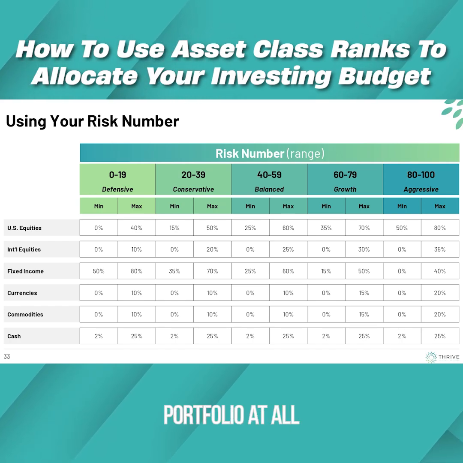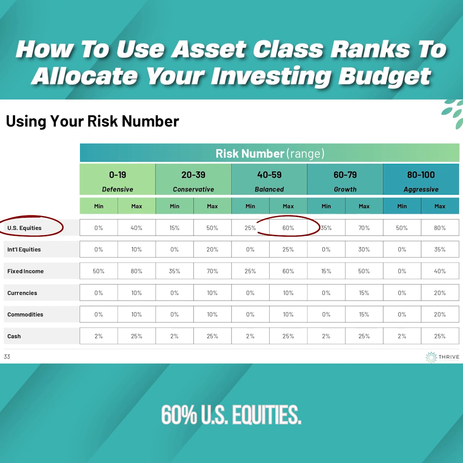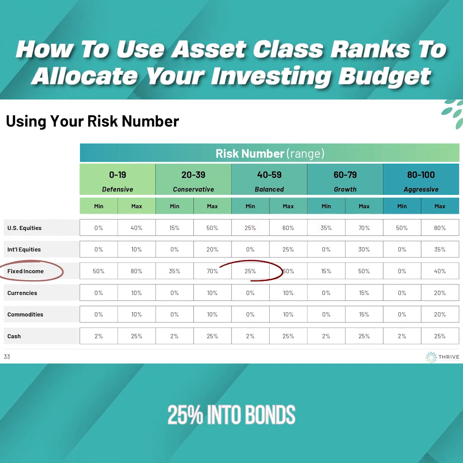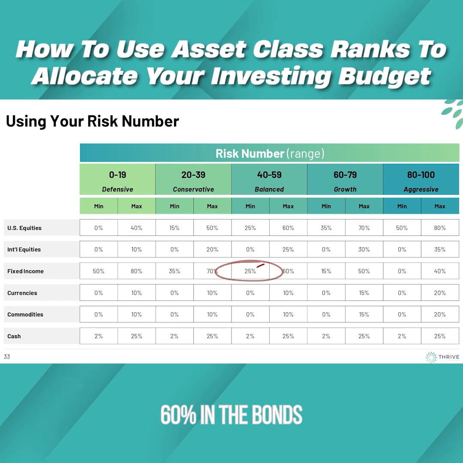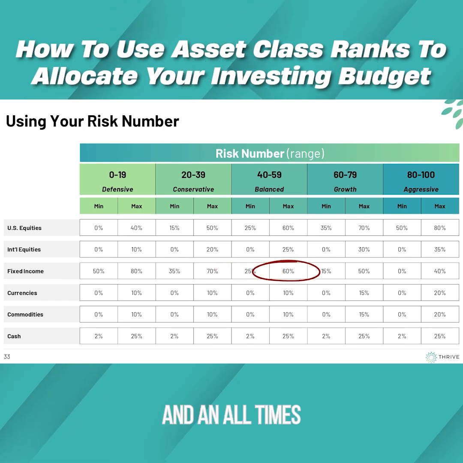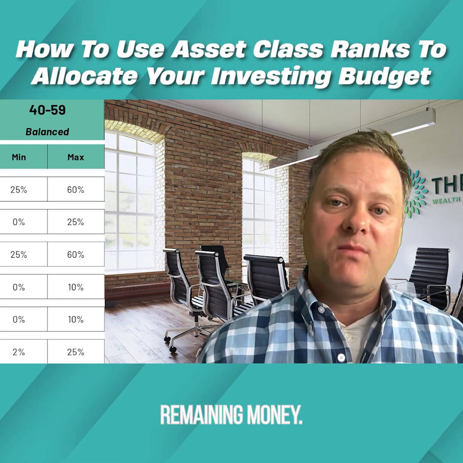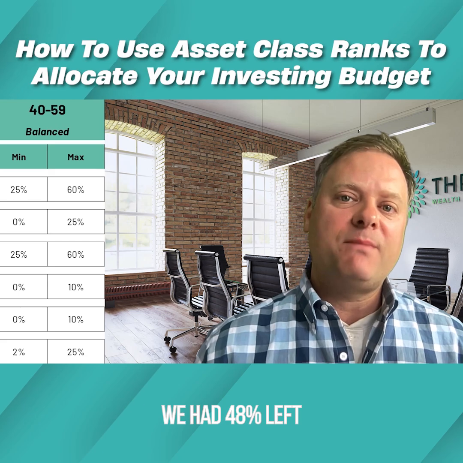So an example of the balanced portfolio, at all times you'll have at least 25% equities and at most 60% US equities. Same thing with fixed income, minimum 25% into bonds and at most 60% into bonds. And at all times 2% cash. We then use asset class ranks to determine what to do with the remaining money. In this example, we had 48% left.